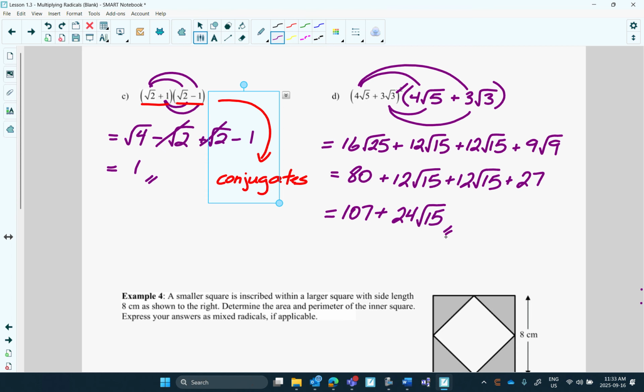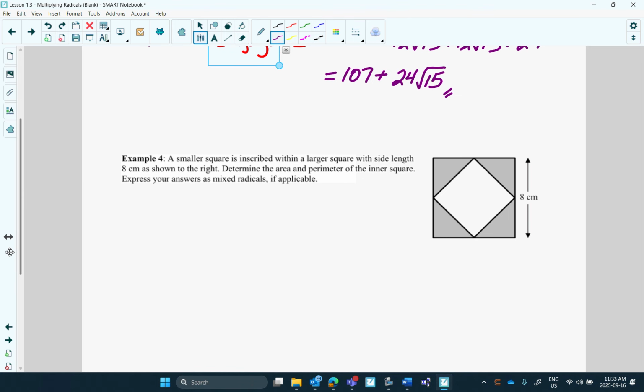And the last one is a little bit of a thinking problem. You are asked to find the area and perimeter of the inner square. So this white square. And the only thing you know about the problem is the side of the big square is 8, which means all of those are 8. And this is inscribed in the bigger square. Inscribed means the corners of the white square will touch the sides of the gray square.